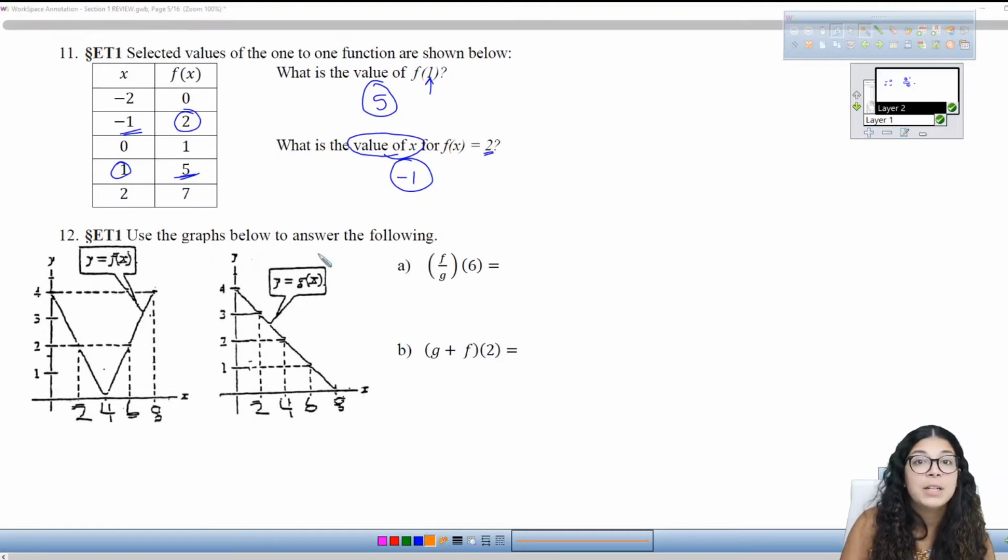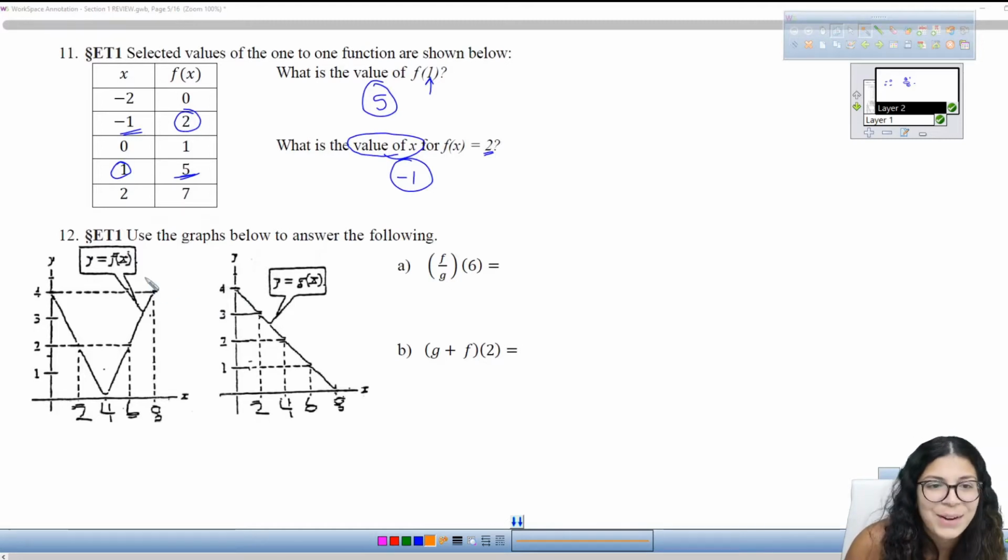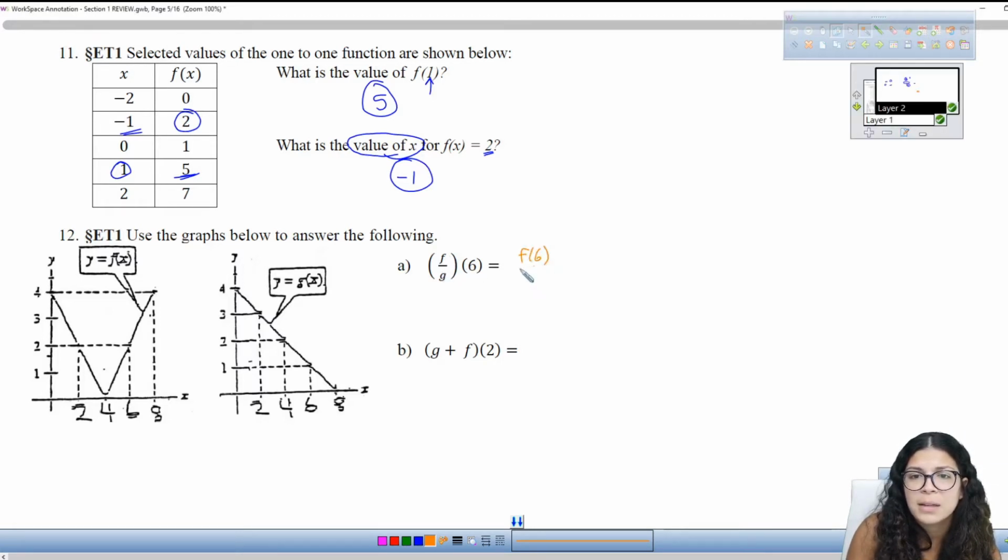Okay, let's move on to number 12. So number 12, we have part A. Now, it's kind of hard to see this graph, so I apologize for that, but this is y equals f of x, and this is y equals g of x. So this is the f of x function, this is the g of x function. Here, we're doing f divided by g of 6. So f of 6 divided by g of 6.